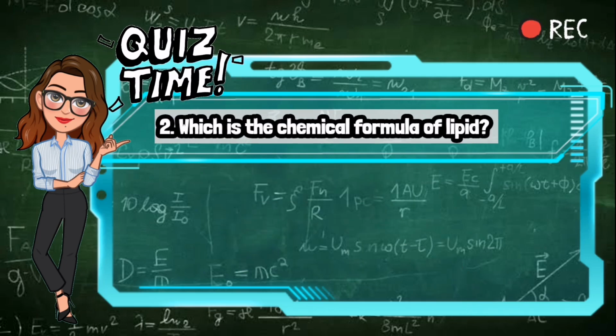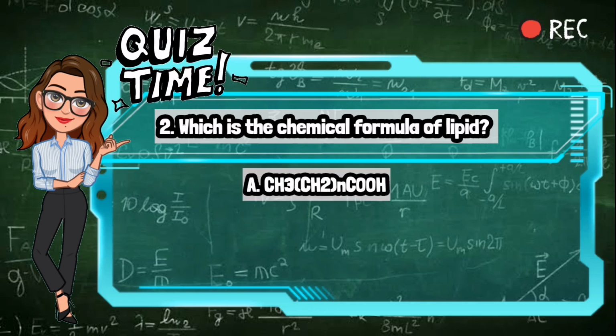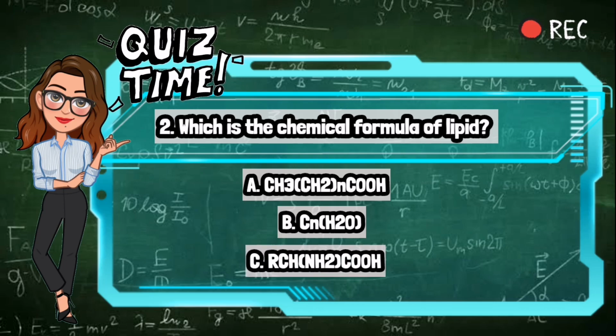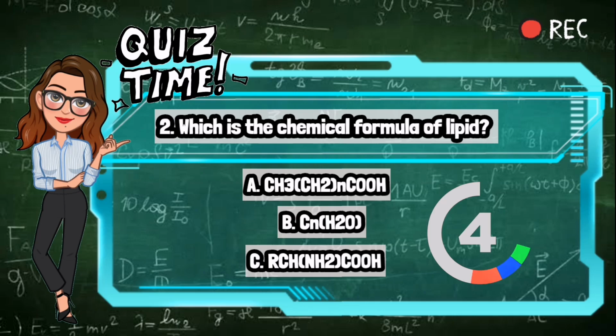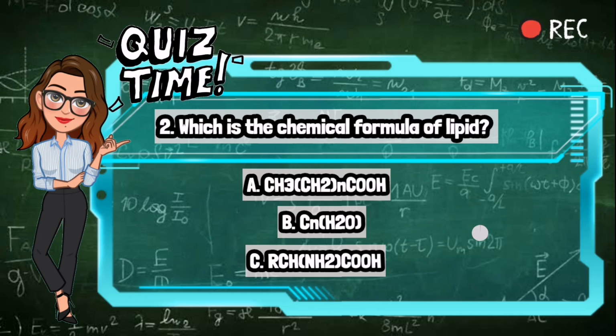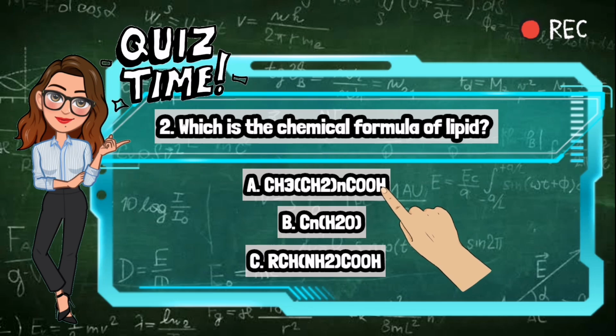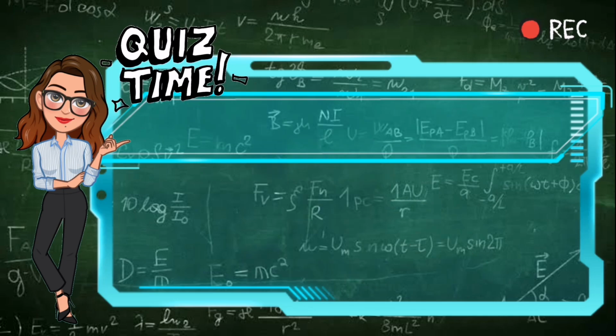Number 2. Which is the chemical formula of lipid? Letter A. CH3, CH2, and COOH. Letter B. CN, H2O. Letter C. RCH, NH2, COOH. You have 5 seconds. The answer is letter A. CH3, CH2, and COOH.